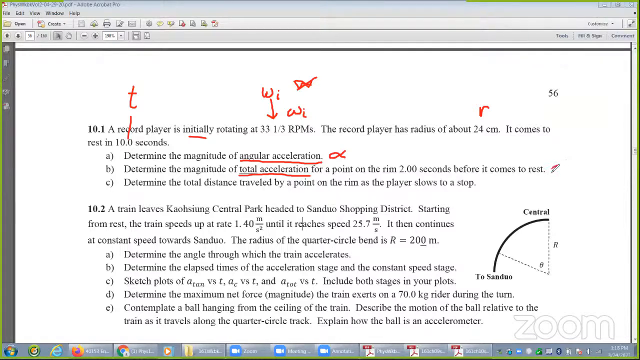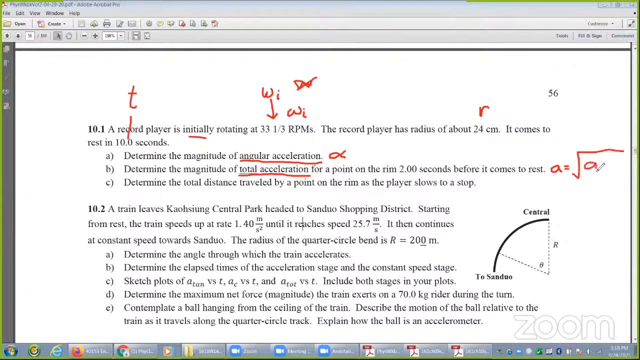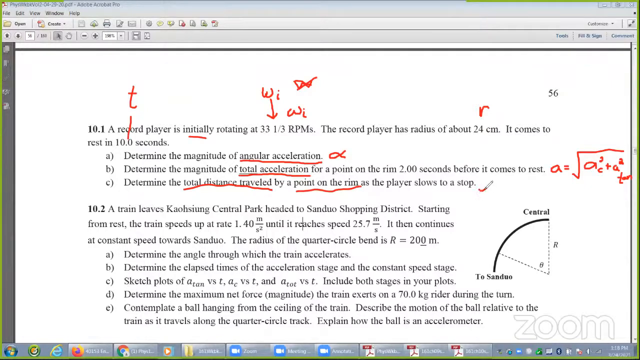So that's AC and A10. Yeah, or it's just A, which is equal to, like you said, we have to combine AC squared plus A tan squared, right? Okay. And then total distance traveled by a point on the rim. What parameter is that? Arc length. S. Yes, arc length.